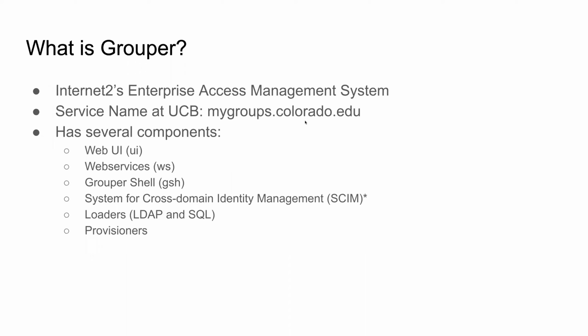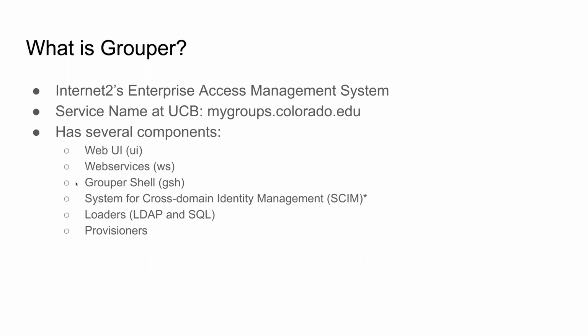The service for us is actually available through the domain name mygroups.colorado.edu, and it has several components. It has a web interface that, if you've used Grouper before, is the main interface that you may be familiar with, but it does have other interfaces that we'll also get into. It has a web services interface. This is great for automation type scripting and interactions with Grouper.